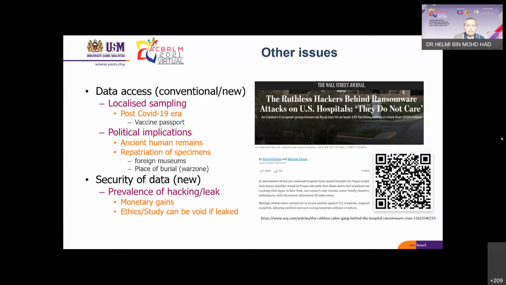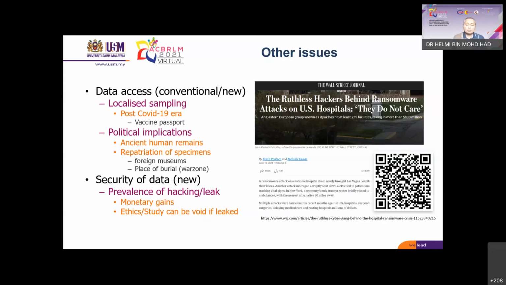And then political implications. Data access from political implication, when we're talking about ancient human remains. For Malaysia, this is not much of an issue because aside from Lembah Bujang and Gua Niah, we do not have a lot of very old human remains. Ancient human remains is mostly a European thing and an African thing. For example, Egypt, there are a lot of ancient human remains. So politically, there is some political hurdle you may come across when you want to get the sample.